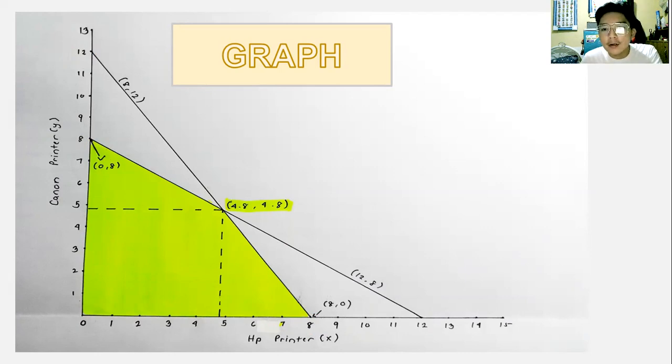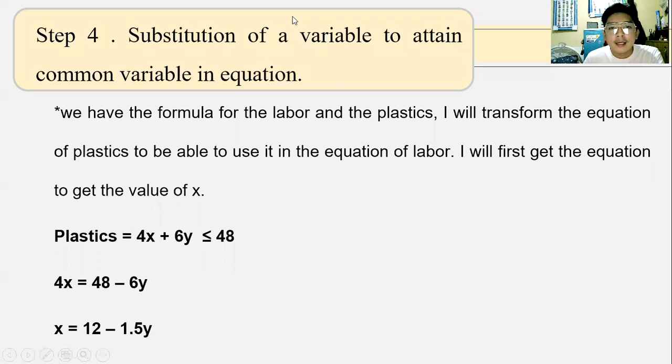Next step, in order for us to get this 4.8, 4.8, we use substitution of a variable to attain a common variable in the equations. What does it mean? How do we do that? We have the formulas for the labor and the plastics, and I will transform the equation of the plastics to be able to use it in the equation of the labor. So I will first get the equation for the value of x.